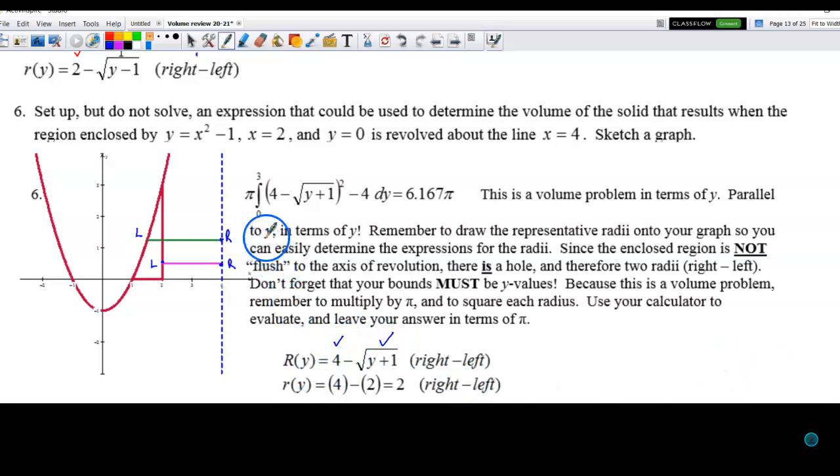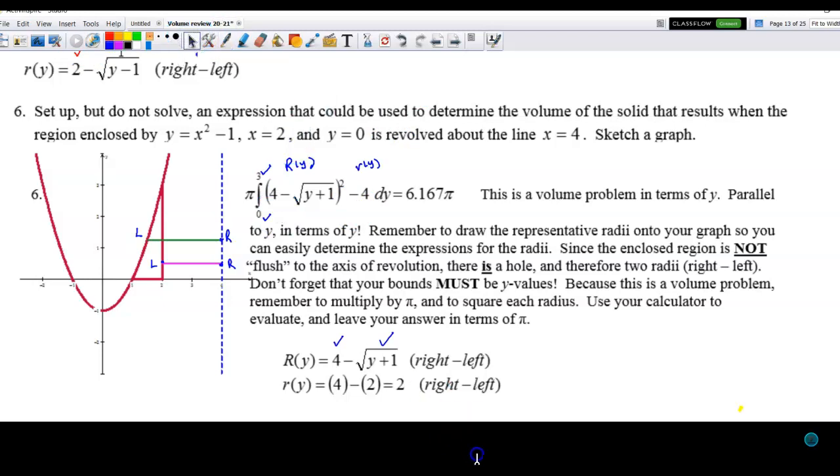So again, we have the same low bound of 0, the same high bound of 3. This is big R of y. Remember, you have to square it. This is little r of y, and I've already squared the 2 to get 4. And again, the same thing holds true about typing on the calculator. And make sure that you do every single one of these on the calculator.